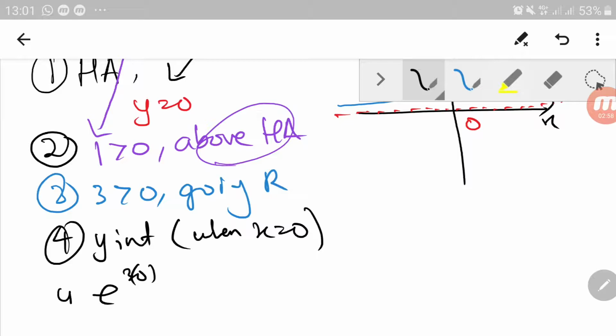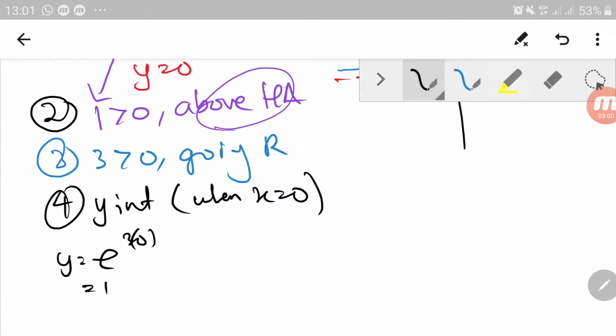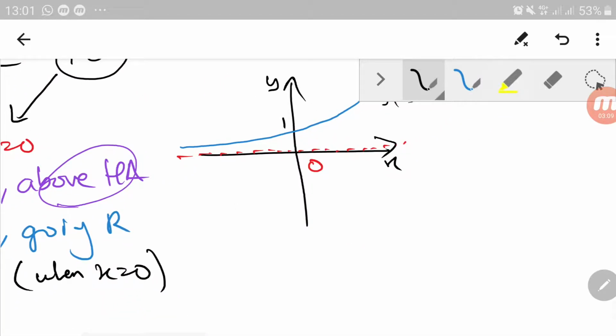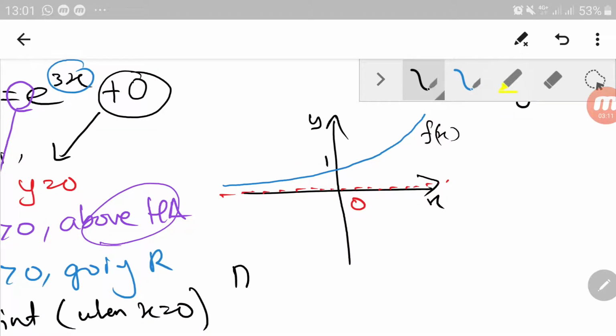So e to the power 0 is 1. e^0 is 1. So this one is 1. That one is 1. Okay, done. From here, let's find out what is the domain of f.